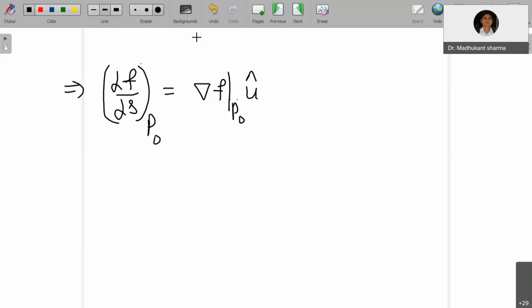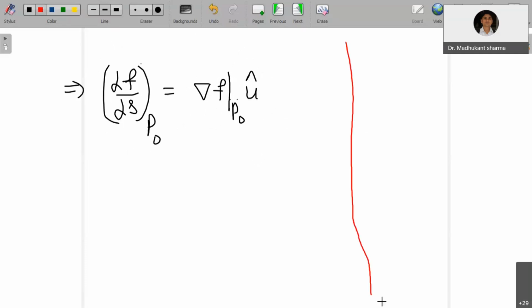Now, this is the definition of the directional derivative. You can also use it like this: you can find the gradient of the given function, take the dot product with the unit vector, and that will give you the directional derivative. Now, what more information it will give you is as follows.